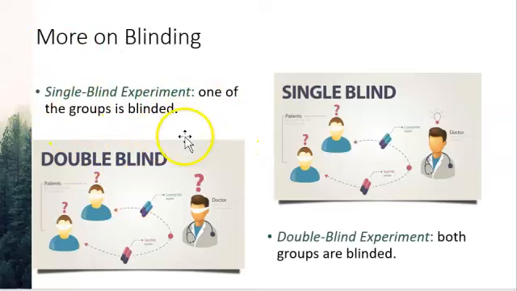Some more information on blinding, as I mentioned, is if only the patient doesn't know what medication they're receiving, that's called a single blind. But if both the patient and the doctor, for example, don't know who's getting the real pills and who's getting the placebo or the fake pills that we can use to compare the results of the real pills to, that's called a double blind.